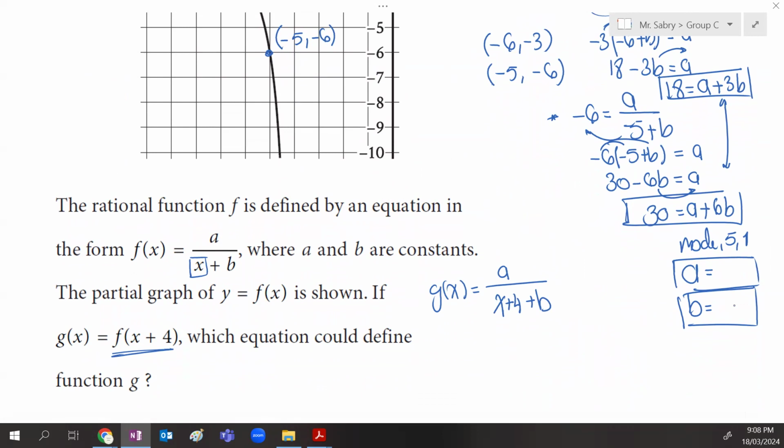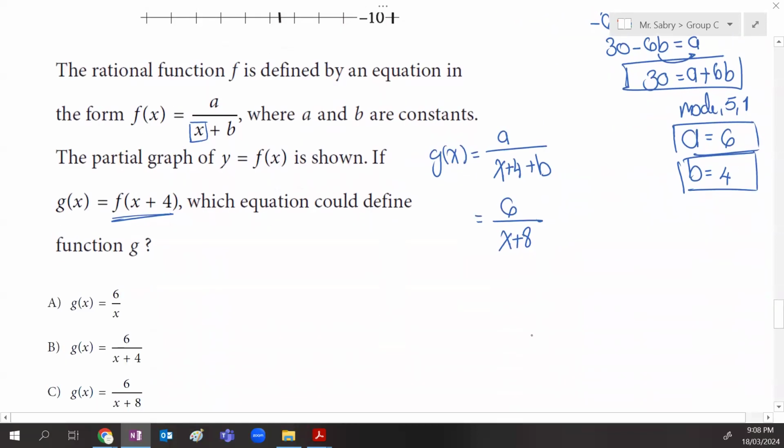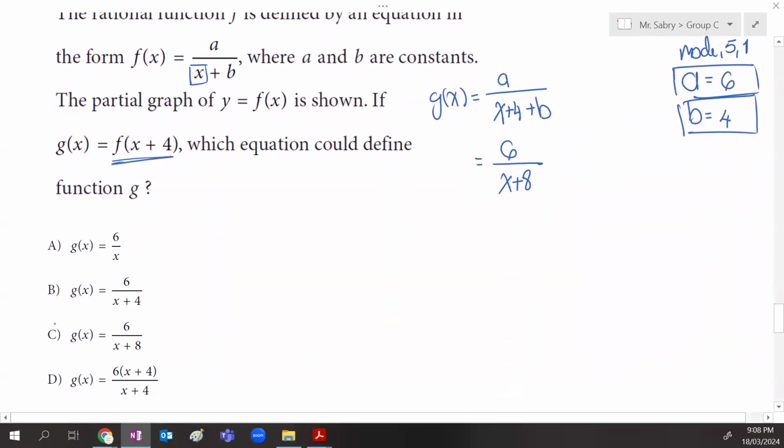One, 3, 18, 1, 6, 18. So A is 6, B is 4. So we'll put here instead of the A 6 and instead of the B 4, this will become 6 over x plus 8. 6 over x plus 8 is C.